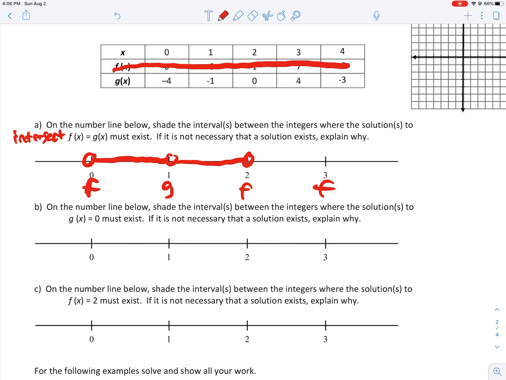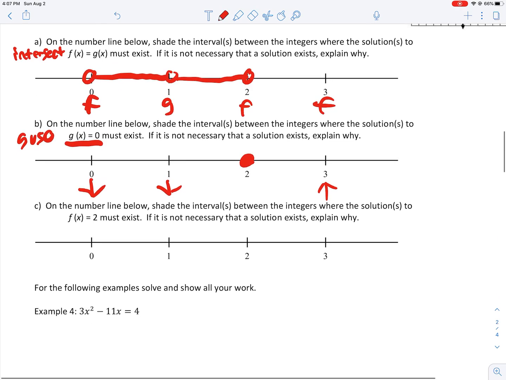Okay, g of x, so I'm going to ignore f for this, and I'm going to compare g versus 0. So when you're at 0, g is below 0. When you're at 1, you're still below 0. When you're at 2, you're exactly at 0. So that would just be a dot because you're actually at 0. And then at 3, you're above. When does g of x equal 0? Well, it's not between 1 and 2. It's actually just at 2 because that's the ordered pair.